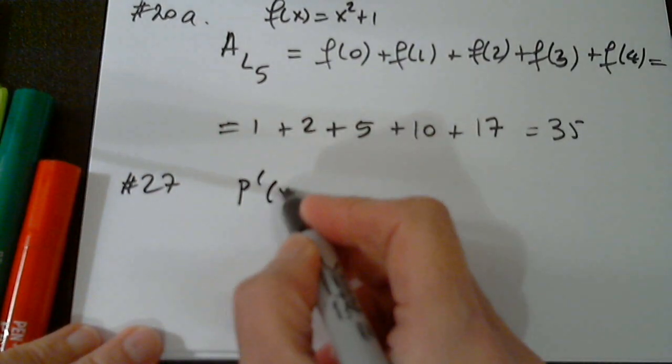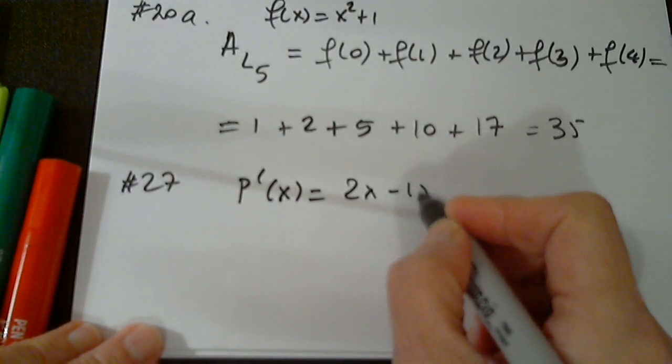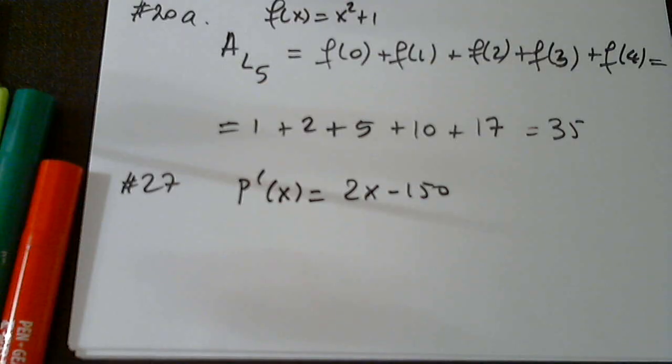So we are given P prime of x, which is the marginal profit, 2x minus 150. A concert promoter sells x tickets and has a marginal profit function given by this. P prime is in dollars per ticket, of course, because it's a rate of change. It has to have two measurement units. Good. This means that the rate of change of total profit with respect to the number of tickets sold, x, is P prime. We know all that from previous chapters. Find the total profit from the sale of 75 through 300.